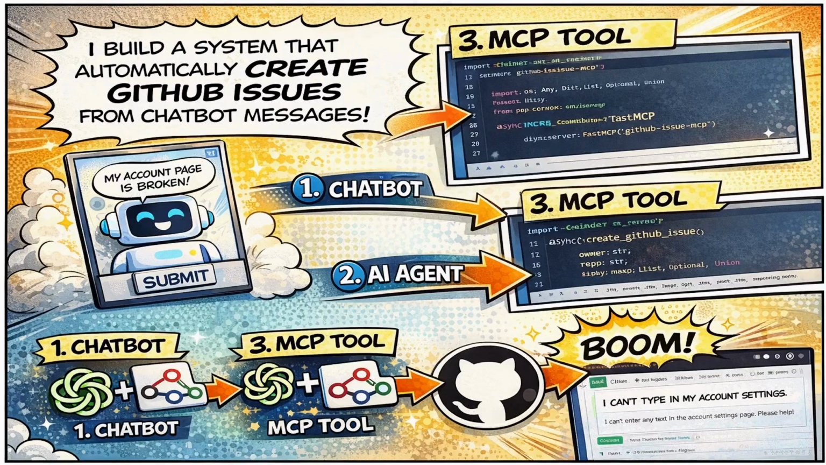This MCP server exposes tools that allow an AI agent to create GitHub issues. Instead of letting the LLM directly call the GitHub API, we give it a tool with a very specific, controlled capability. This is exactly what MCP is good at, defining safe, well-structured actions that AI agents can perform.